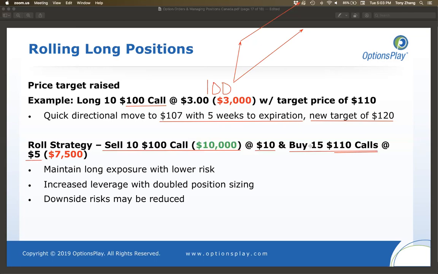So what we're able to do here is buy a higher strike, and we're actually going to be able to buy more contracts. Originally we only bought 10 contracts. Now we can buy 15 because they're cheaper. We're buying a higher strike call.